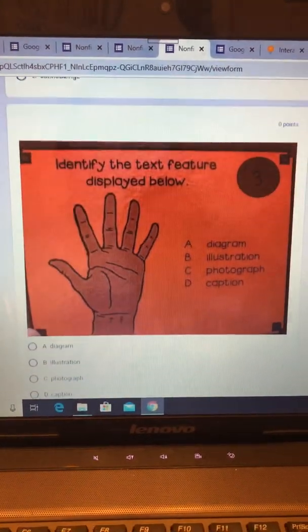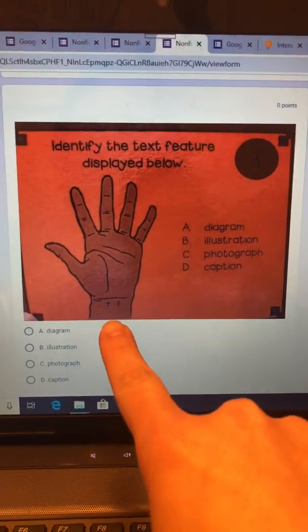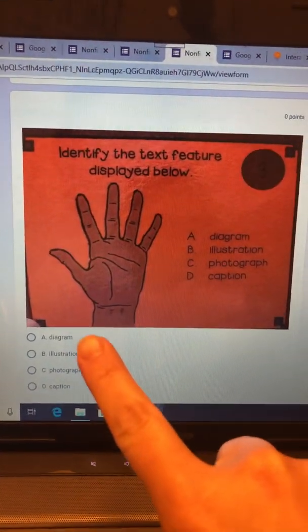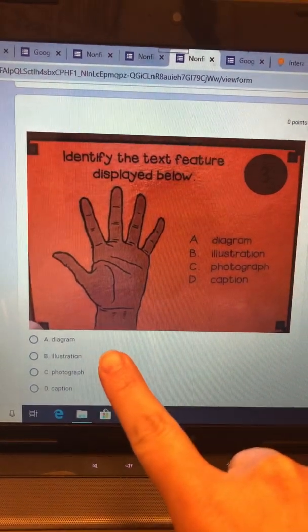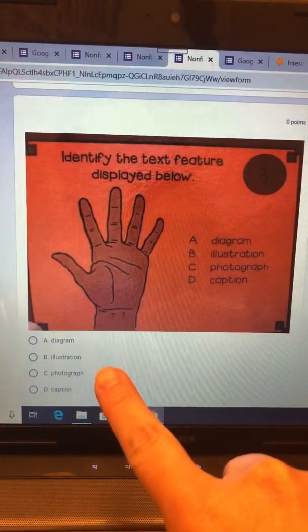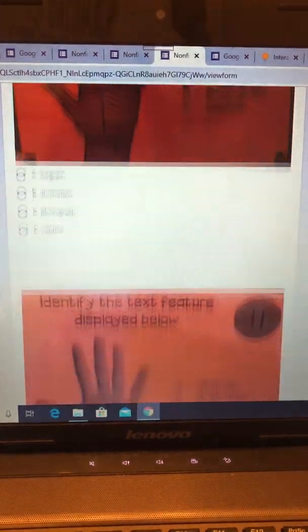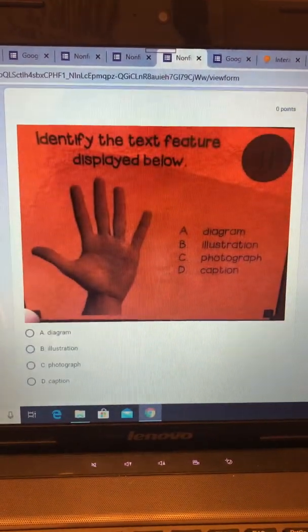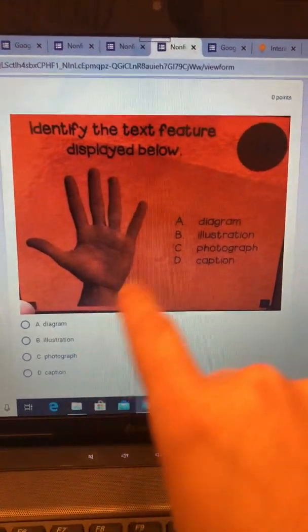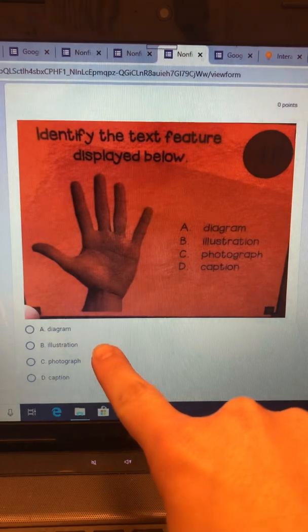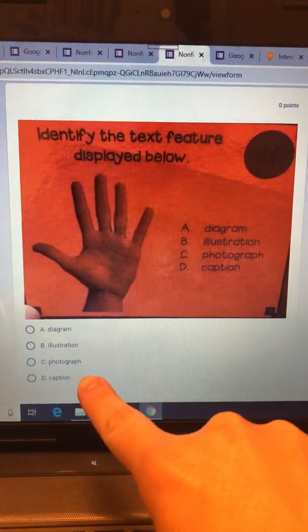Okay. This one, look at this picture of the hand. Study it carefully. Is this a diagram, an illustration, a photograph, or a caption? All right, here's another picture of a hand. Now study it carefully. Is this one a diagram, an illustration, a photograph, or a caption?